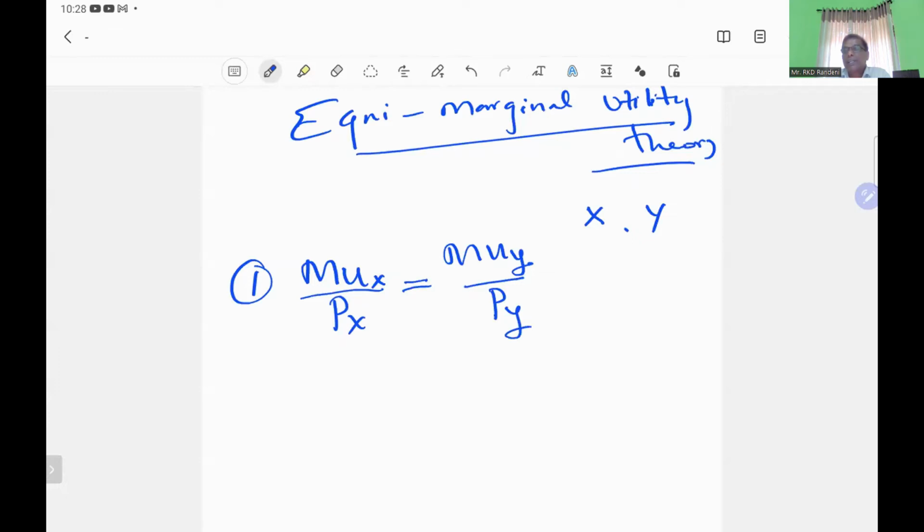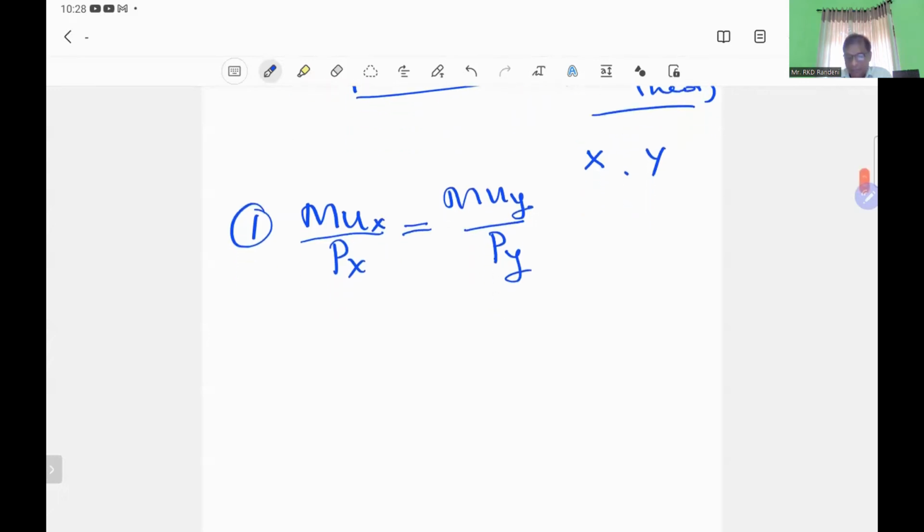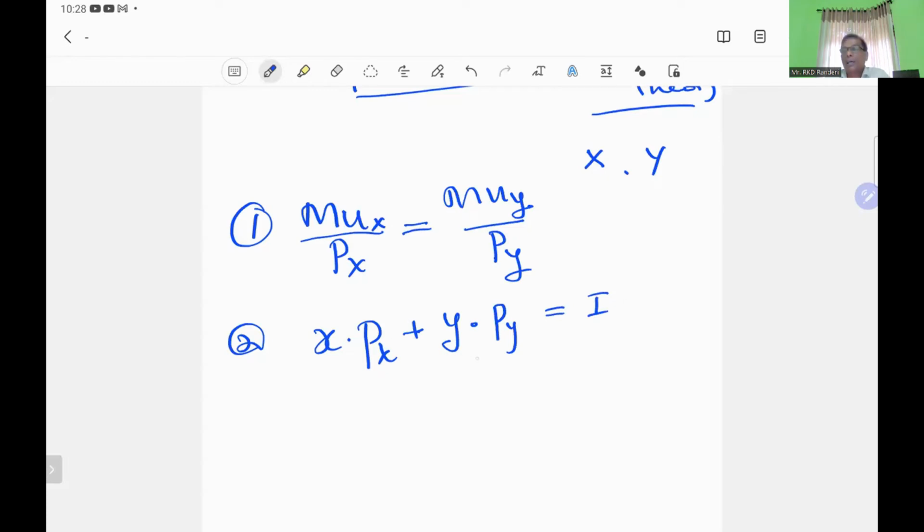Go to chapter 7. There are so many details. According to the time constraint, I cannot show all these things. Now, the second one: quantity X into price of X plus quantity Y into price of Y equal to I. That is the budget. This is income equal to expenditure.